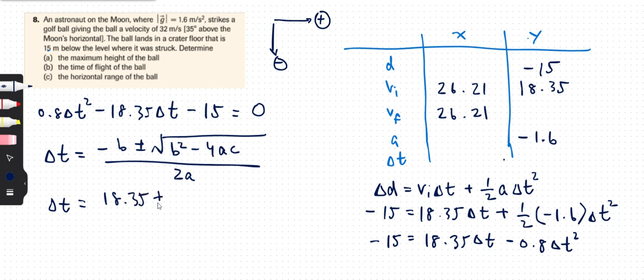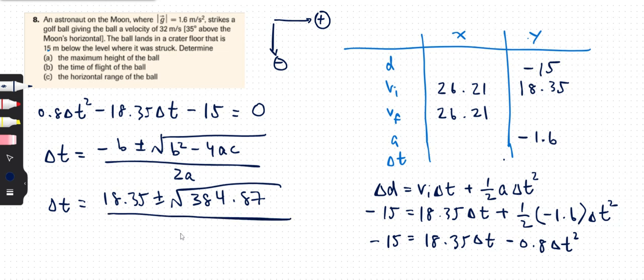18.35 plus minus square root of b squared. Once you square the negative, it's going to go away. Then you would do minus 4 times 0.8 times negative 15. So negative 15 times negative 4 is going to be positive, so we can just add that together. I'm just going to do this in one step because it's easier to keep it like this, but you can show more steps. And then 2 times 0.8 is going to be 1.6.